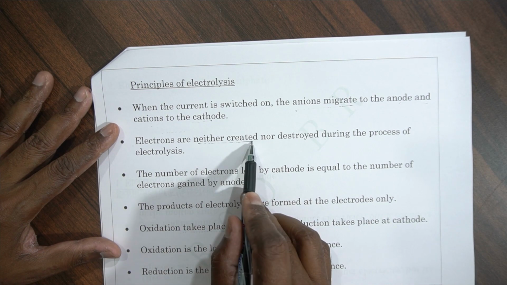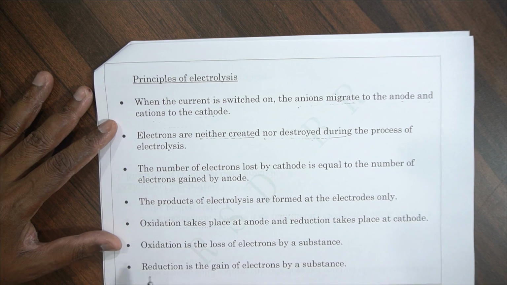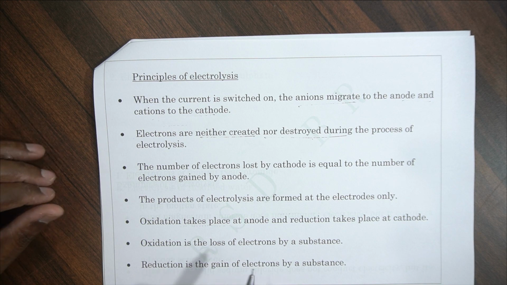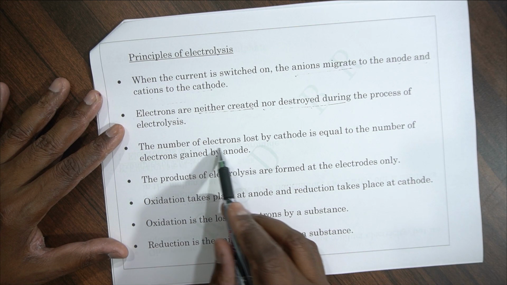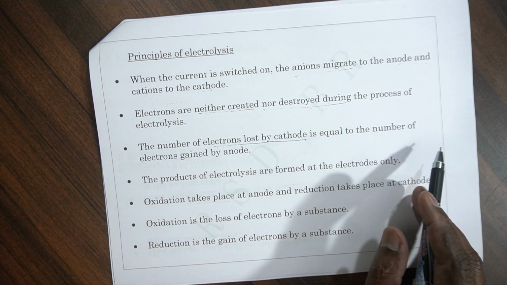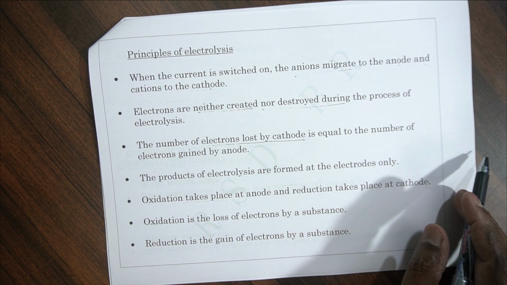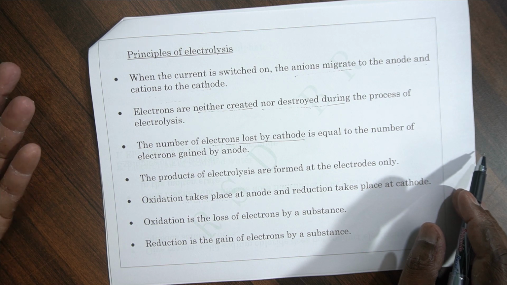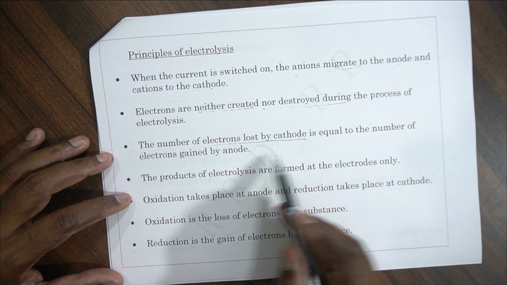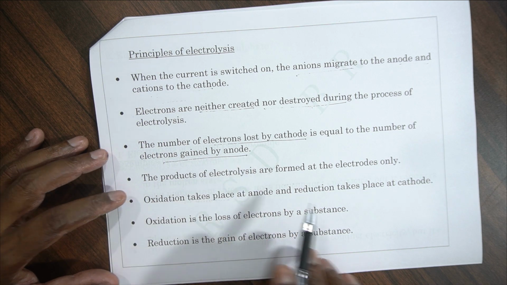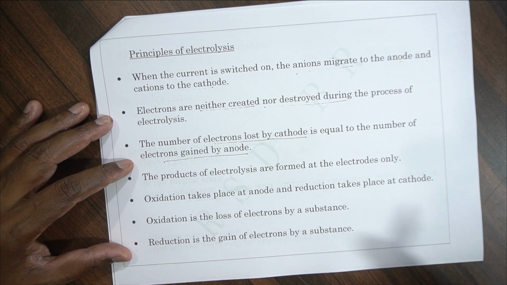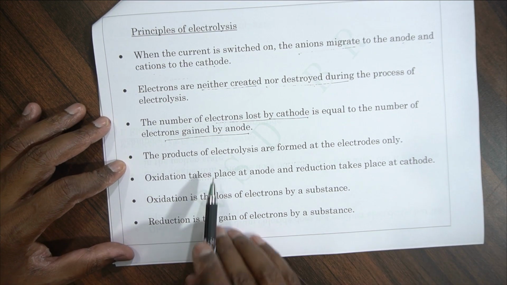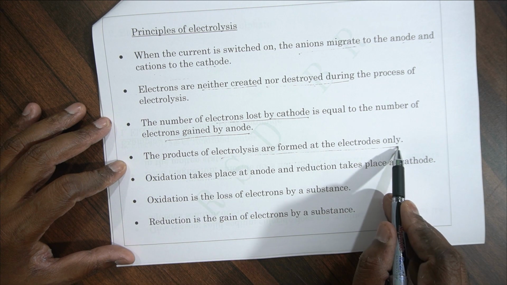Electrons are neither created nor destroyed during the process of electrolysis. That you have to know. So whatever number of electrons are there in the beginning will be there in the end also. The number of electrons lost by the cathode, which is negatively charged and has an excess of electrons, is the same number gained by the anode. So no electron is destroyed, no electron is created. Whatever is there from the cathode is transferred to the anode. The products of electrolysis are formed at the electrodes only.